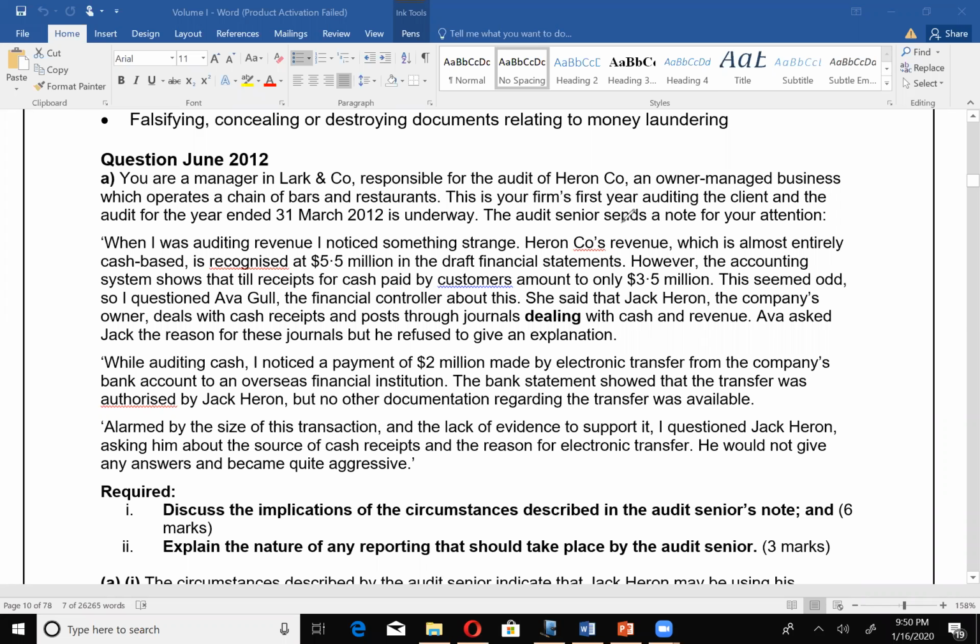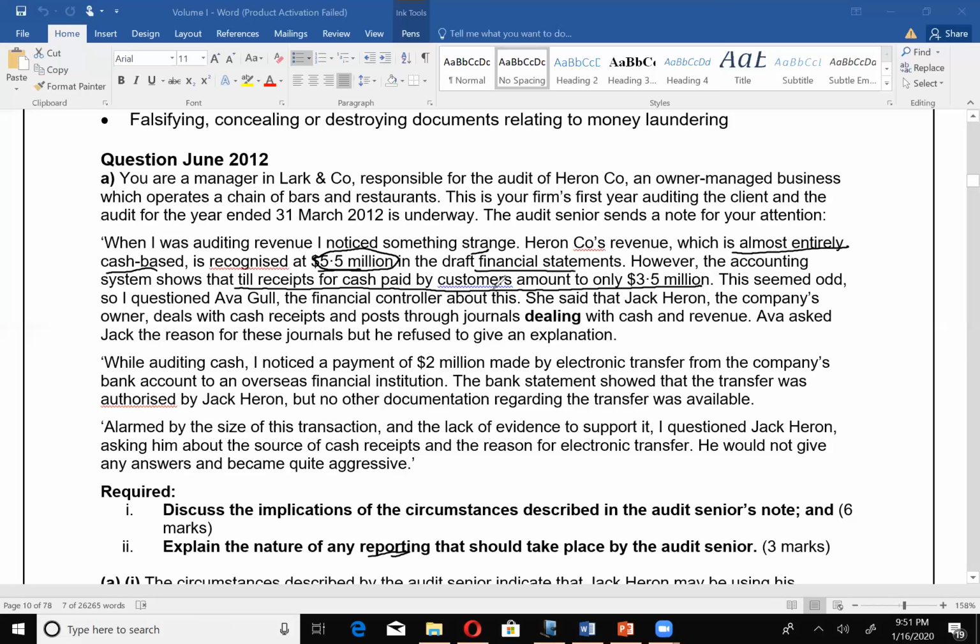Okay, when I was auditing revenue, I noticed something strange. Heron company's revenue, which is almost entirely cash based, is recognized at 5.5 million. Revenue is recognized in the financial statements. However, the accounting system shows that till receipts of cash from customers amount to 3.5 million only.